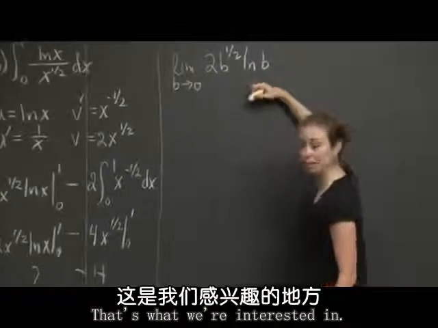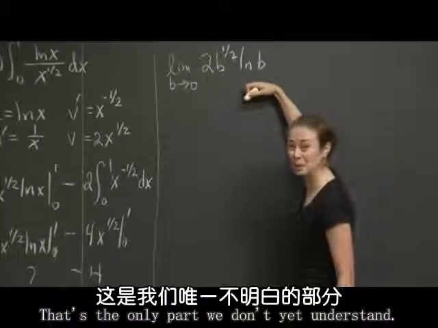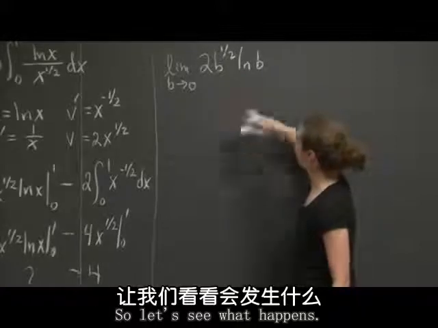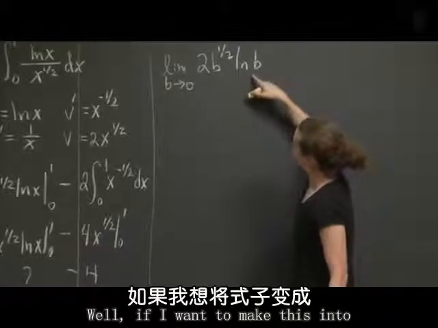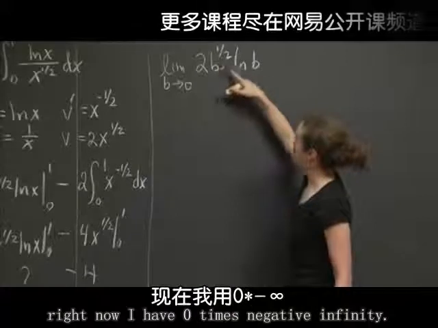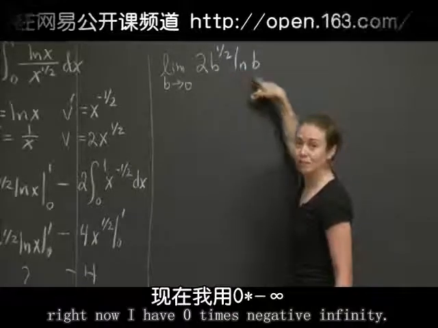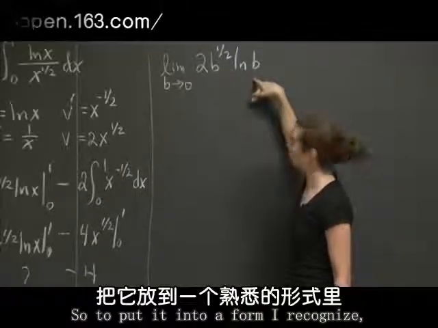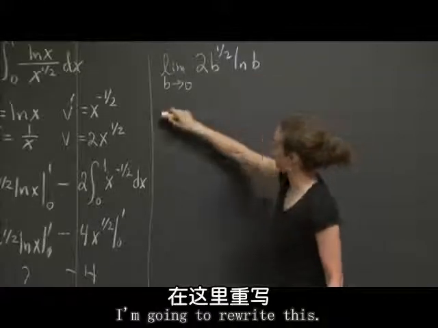Right? That's what we're interested in. That's the only part we don't yet understand. So let's see what happens. Well, if I want to make this into a L'Hopital's rule thing, right now I have 0 times negative infinity. So to put it into a form I recognize, I'm going to rewrite this.